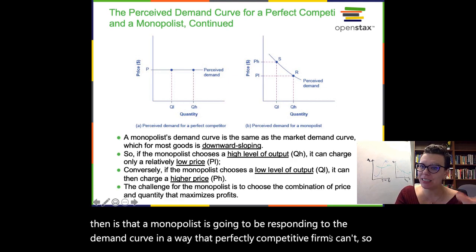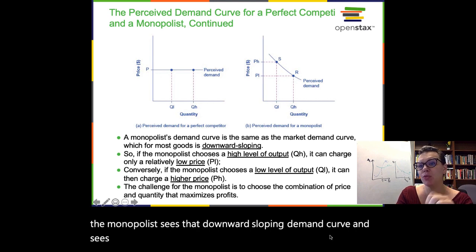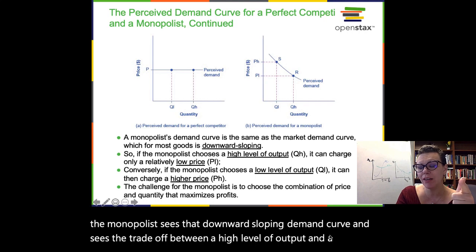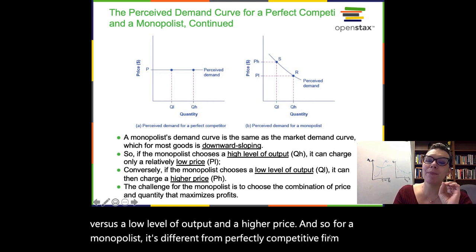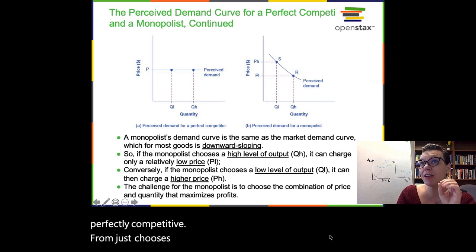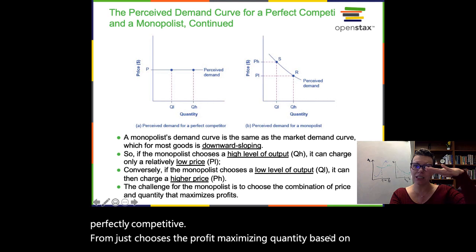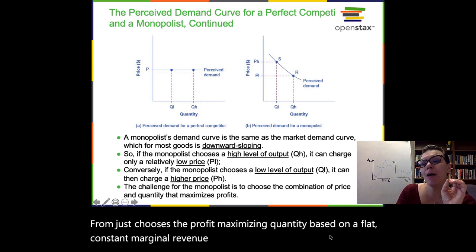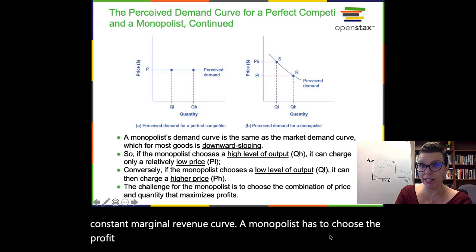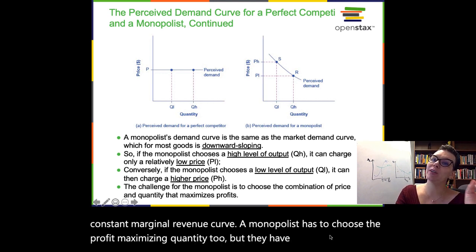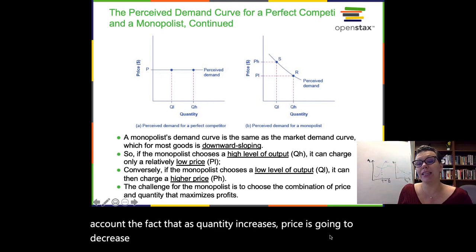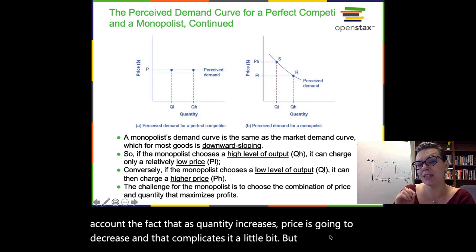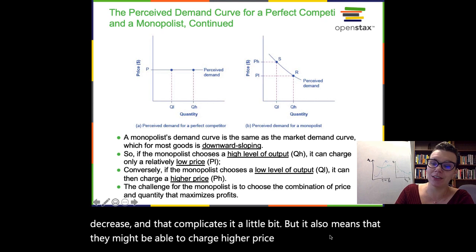So the monopolist sees that downward sloping demand curve and sees the trade-off between a high level of output and a low price versus a low level of output and a higher price. It's different from perfectly competitive firms. A perfectly competitive firm just chooses the profit maximizing quantity based on a flat, constant marginal revenue curve. A monopolist has to choose the profit maximizing quantity too, but they also have to take into account that as quantity increases, price is going to decrease. That complicates it a little bit, but it also means that they might be able to charge higher prices. So let's take a look at how that would work.